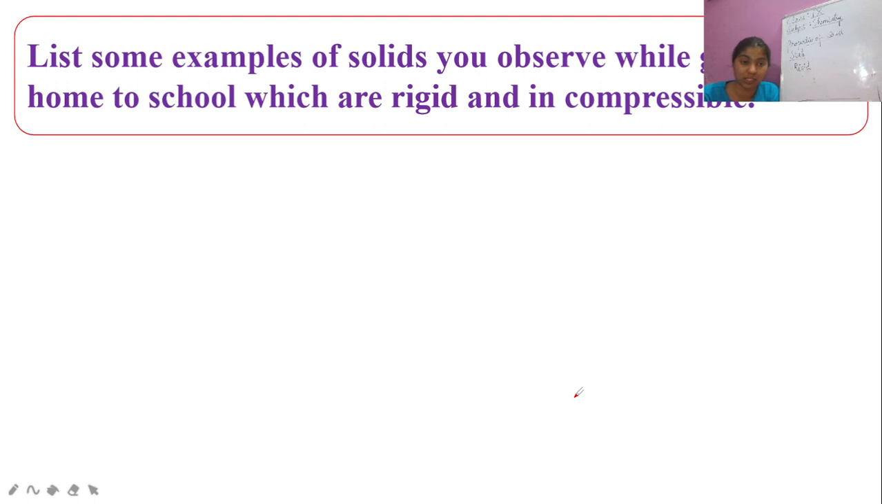Now you have to list some examples of solids you observe while going from home to school, which are rigid or incompressible. Yes, rigid ones are there, but they are compressible. Whenever you go from your home to school, where do you see that they are rigid? So students, do you consider this notebook rigid and compressible? Compressible means whenever you give any force to any body, its shape changes, right? But it is solid.